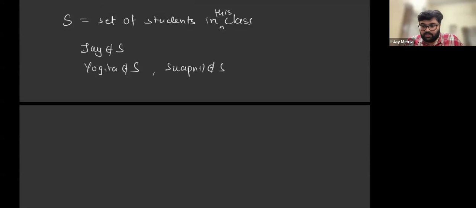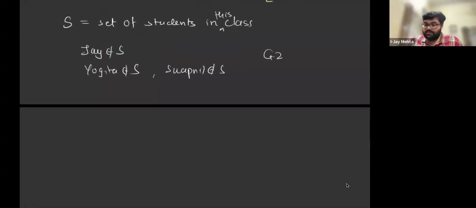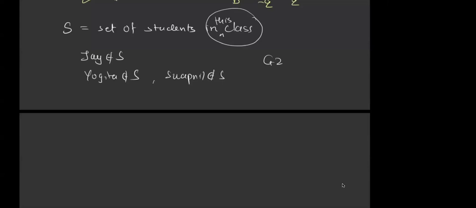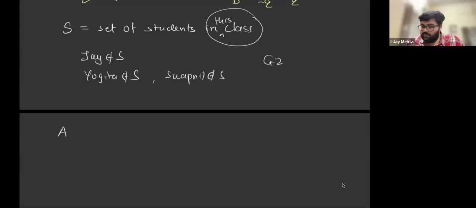So that means you're taking elements from where? If they are not from S, where are they coming from? Sir, in G2. Why did you look for G2 and not outside, your teacher's name or somebody else's name? You looked for G2 because I said this, right? Students in this class, right? So see, whenever we talk about set, right? A is a set. So it is a subset of some set.